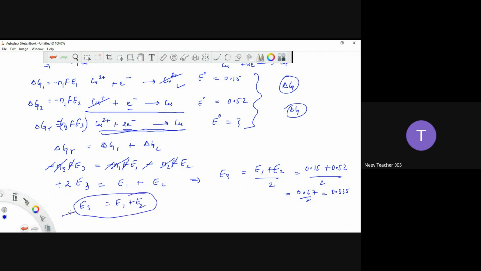Okay. It doesn't mean it becomes extensive. No, it doesn't become extensive. It is basically that the number of electrons involved becomes equal. That's why it comes out this way. Am I clear? Yes or no? Moving on after this is the Nernst equation.